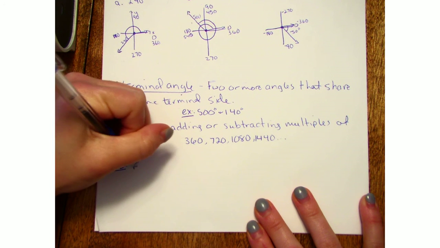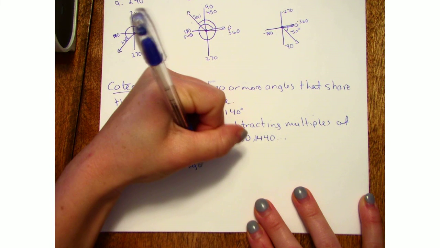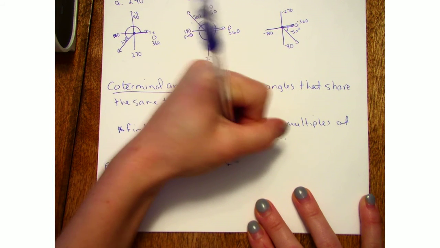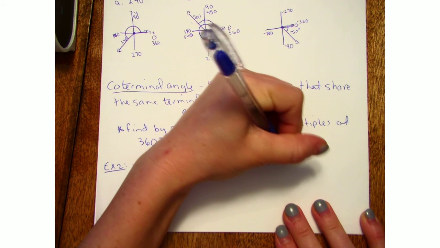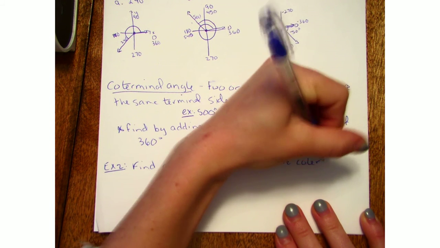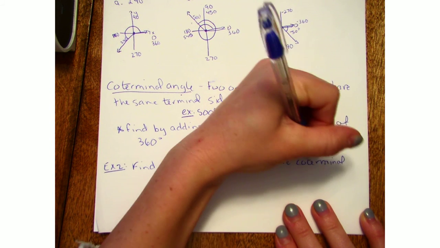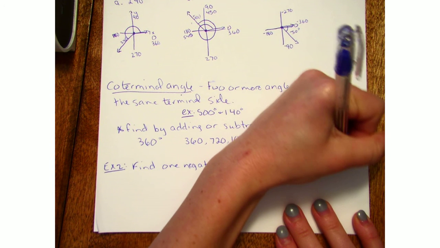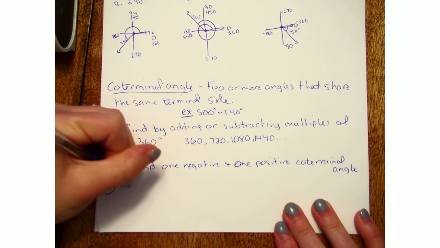So we're going to find one negative and one positive coterminal angle. Coterminal. Told you I can't talk and write at the same time. So the first one we're going to look at is negative 45 degrees.